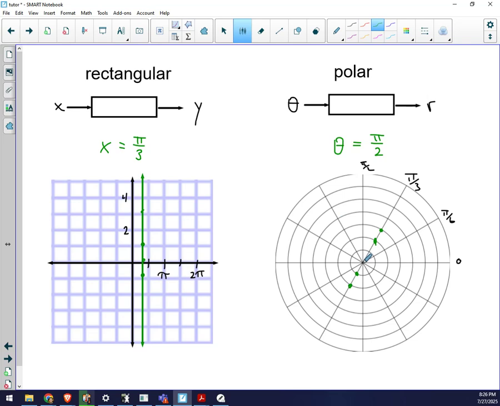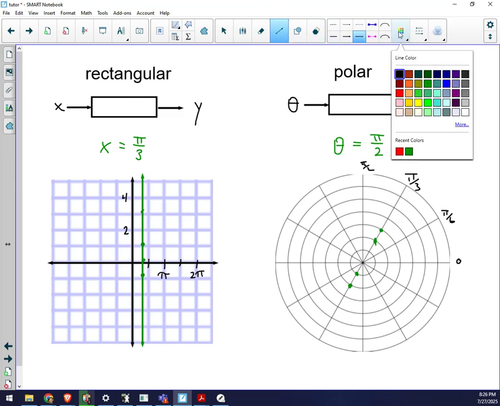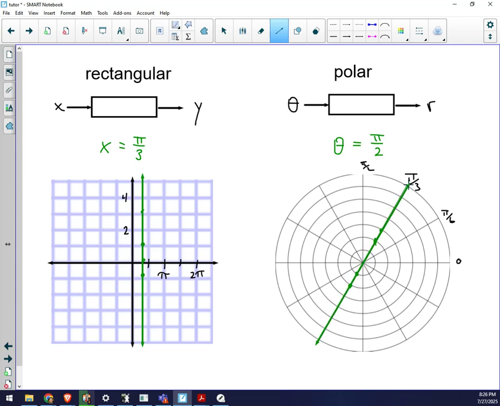We're still standing on the pole looking out at the pi thirds here, and backing up 2 units would be a radius of -2, an r value of -2. So the polar coordinate equivalent of a restricted input is also a straight line, but it's a straight line that maintains this certain angle theta.